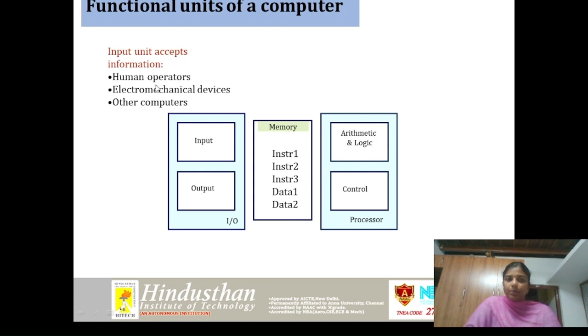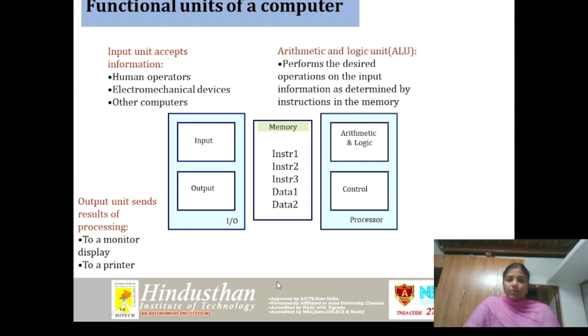What is meant by the input unit is it accepts all the information given by human operators, electromagnetic devices, mechanical devices or any other computers. So the input is given in the form of these things. That is known as the input unit. And what is meant by the output unit is it sends the results of the processing. Whenever the input is fed into the computer, it processes it and then sends the output in the form of a monitor or through the printer. That is known as the output unit.